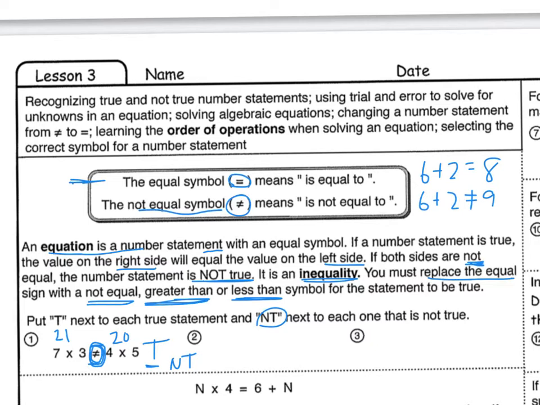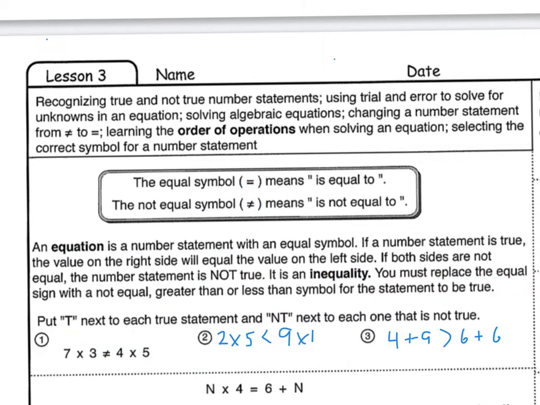And you're going to go ahead and copy those onto your paper. You might want to pause the video while you're writing those down. So there they are. If you need to pause to write them, then feel free to do that. Number 2, you're going to write 2 times 5 is less than 9 times 1. And number 3, you're going to write 4 plus 9 is greater than 6 plus 6.